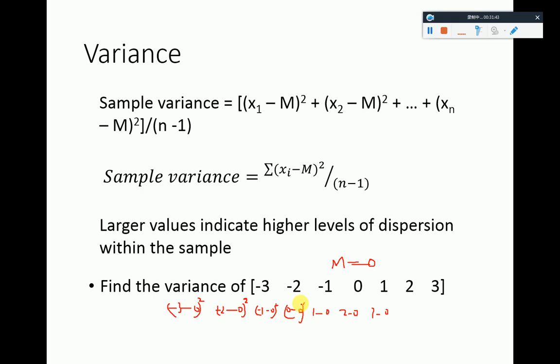Square the differential scores. There we go. Okay? And then you find the adjusted mean of all these squared differences.